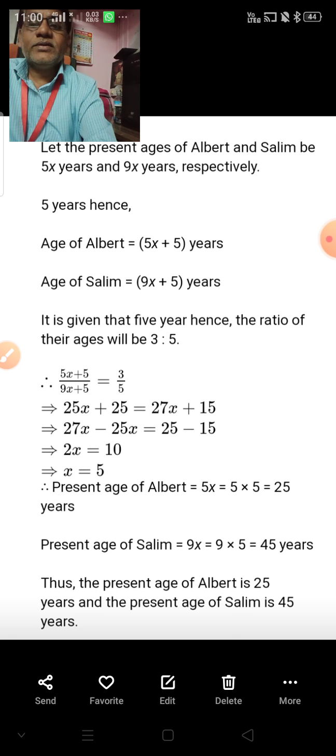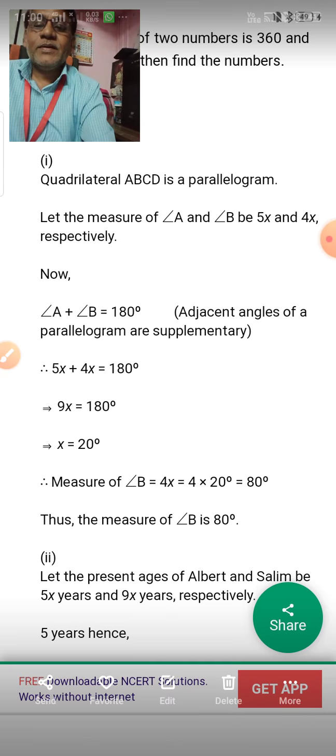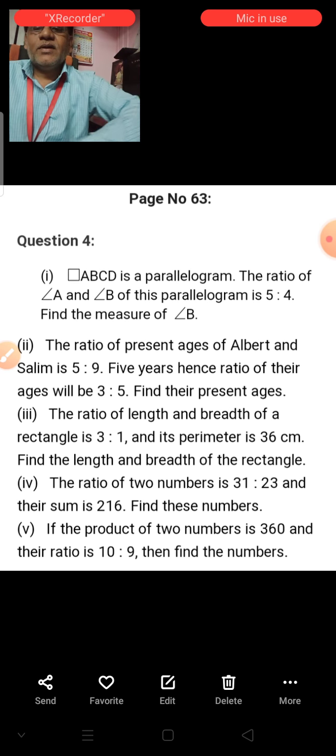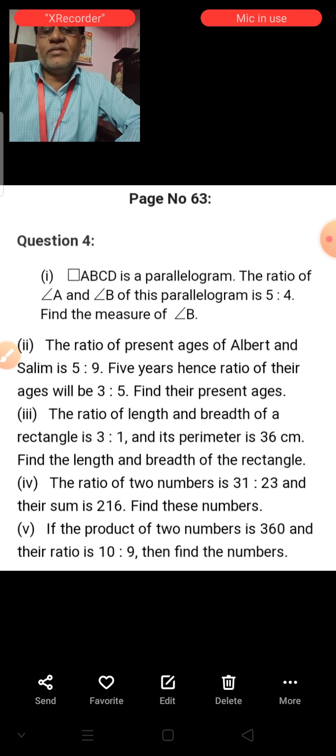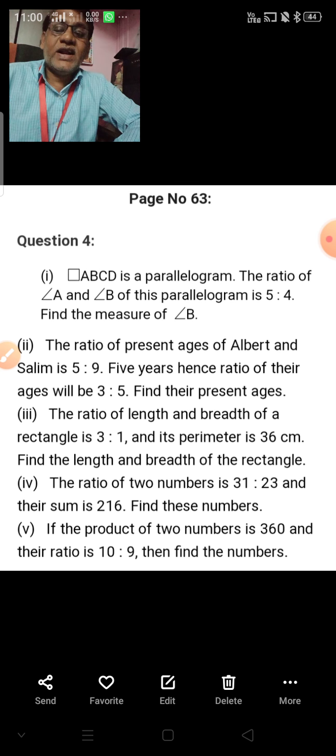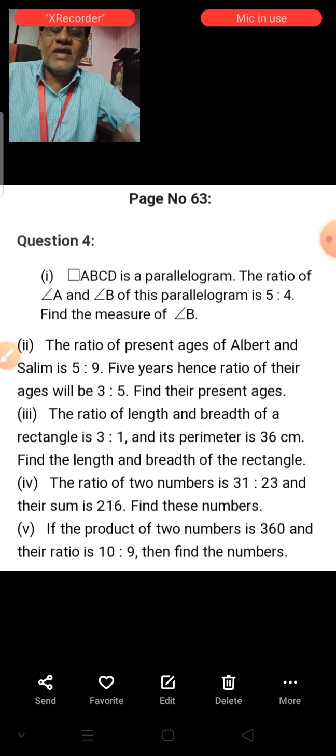Now come to question number 3. What is question number 3? The ratio of length and breadth of a rectangle is 3:1 and its perimeter is 36 centimeters. Find the length and breadth of the rectangle. So here the ratio of length and breadth is given and the perimeter is given. By using this information you can find out the length and breadth.